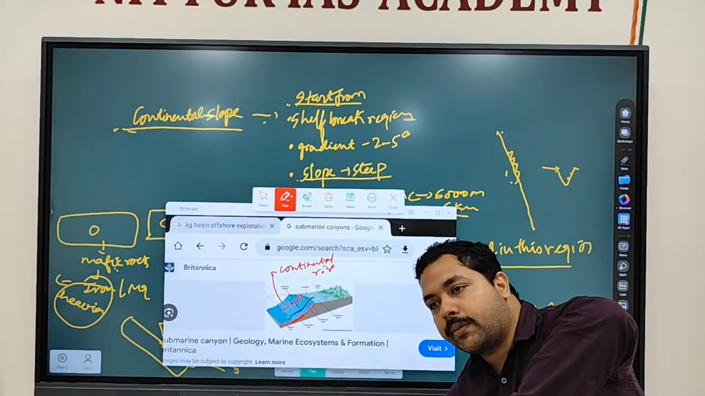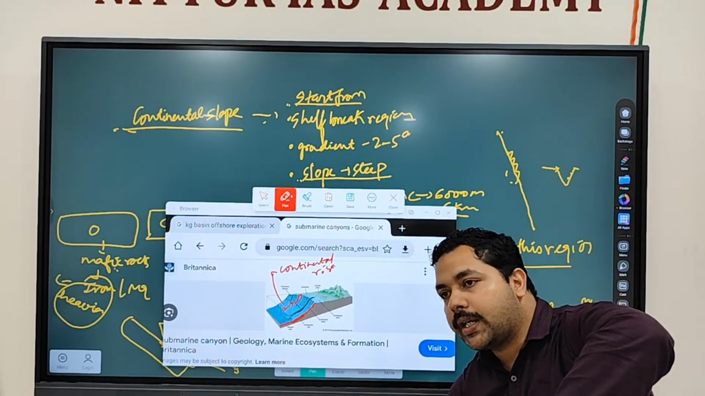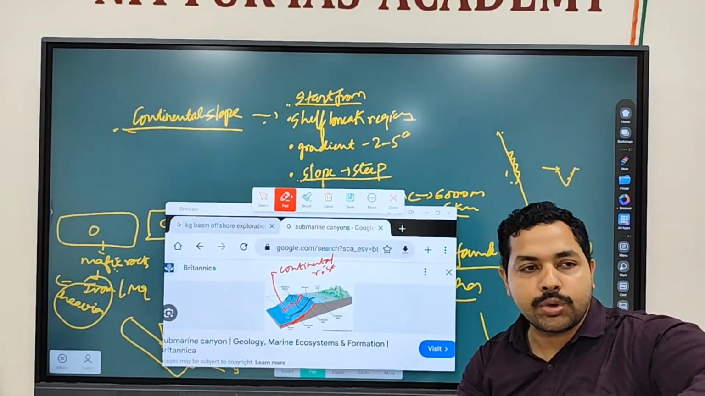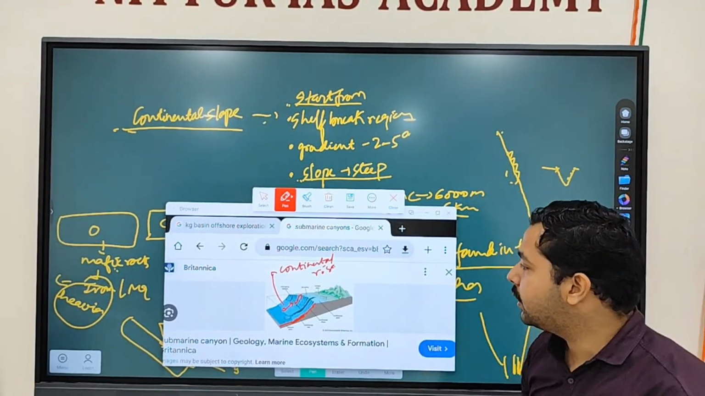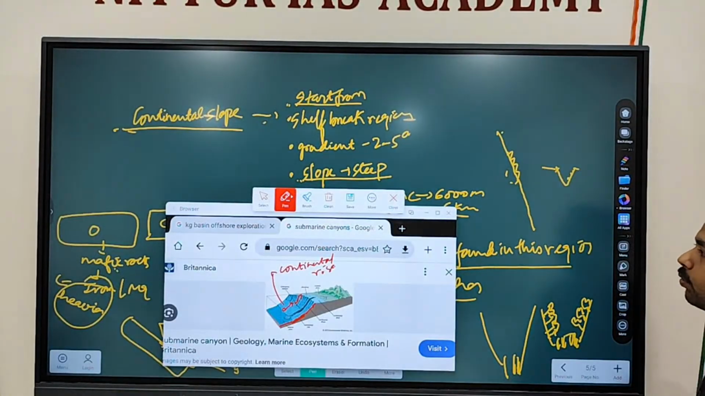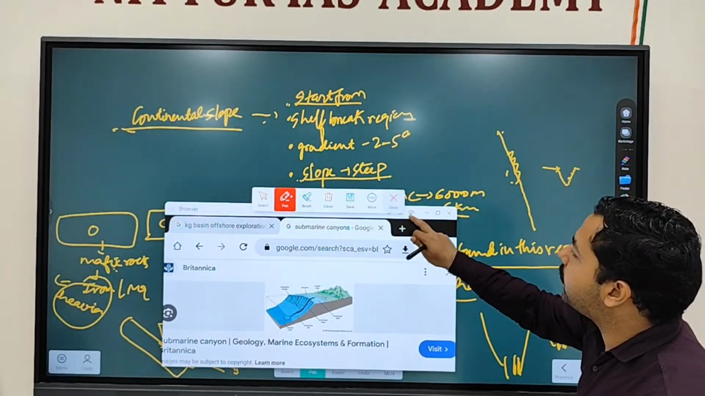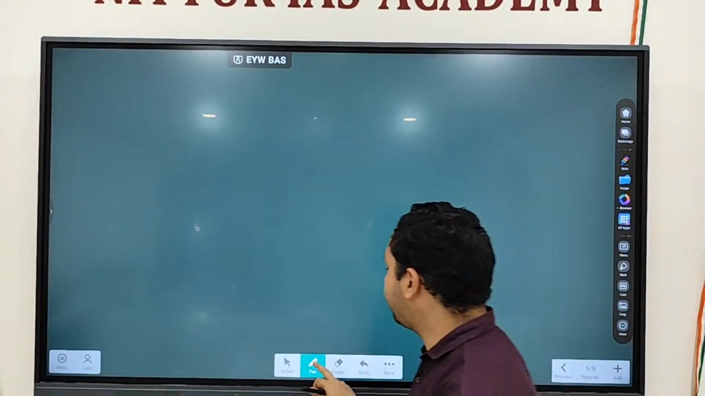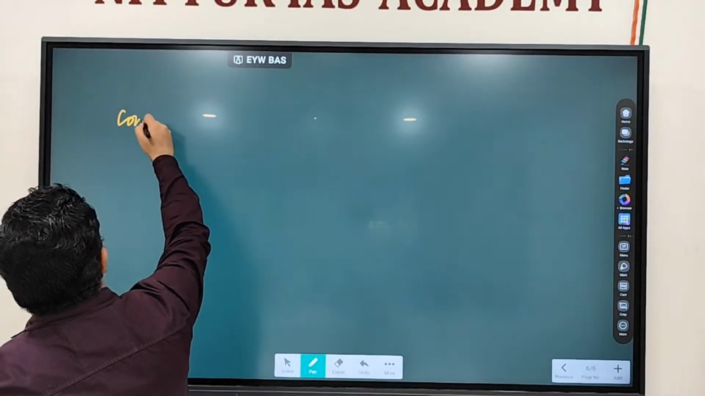The rise has a very gradual slope. The rise does not have a very steep slope. The rise has nothing but very gradual slopes. So the next feature that you find is the continental rise.